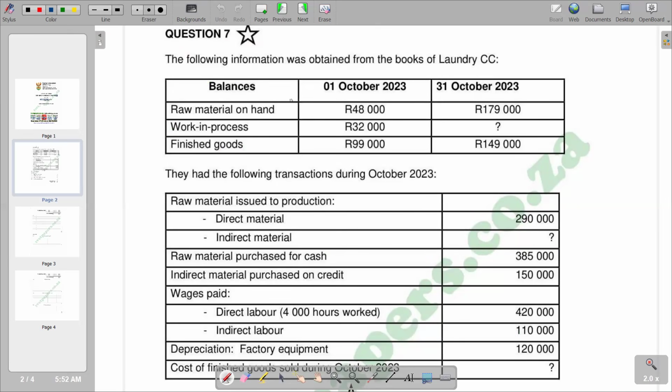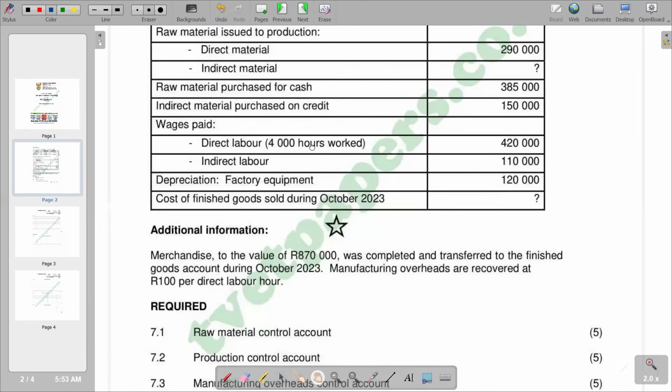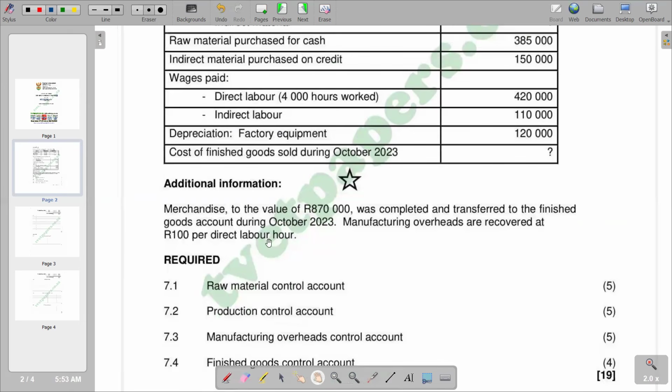So we are given a table of opening balances. So basically, we are saying 1 October 2023, and they are going to be our opening balances. And then 31 October 2023, they are going to be our closing balances. So we can just take note of that. Then we are told the business had the following transactions during October 2023. So we have got a list of transactions that took place during the period, that is the month of October. Then we are given additional information which we also need to go through.